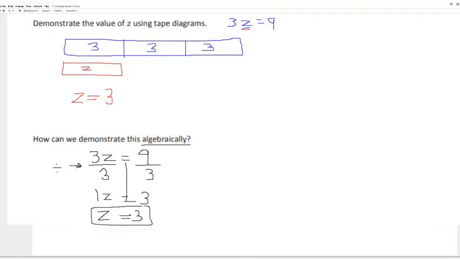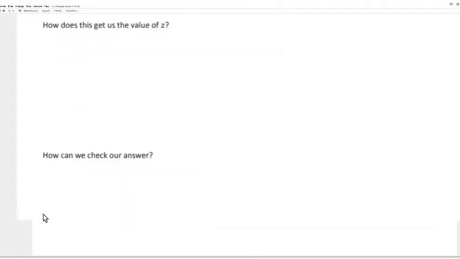And there's your solution. So this is how we solve it algebraically. If we have multiplication going on, remember this is 3 times z. We use division. We use the fraction bar to show division to cancel this out, and that goes away. And of course, the z just simply comes down. All right, so there you go. That's how we would solve it algebraically. Let's go ahead and look to see what we need to do next.